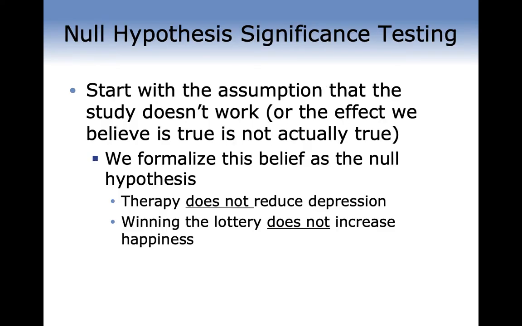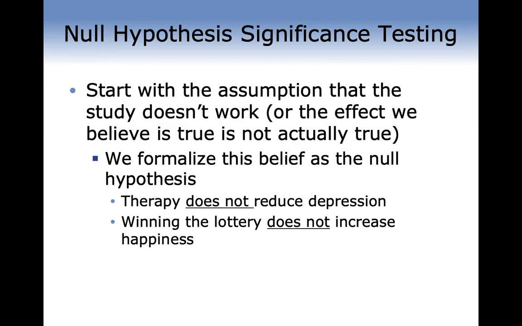A one sample t-test is a type of null hypothesis significance test, so I want to review null hypothesis significance testing very, very briefly. In null hypothesis significance testing, you start with the assumption that the study that you're doing doesn't work, or the effect that we believe is true is not actually true. We formalize this belief as the null hypothesis. For example, our starting place would be that the therapy does not reduce depression, or that winning the lottery does not increase happiness.